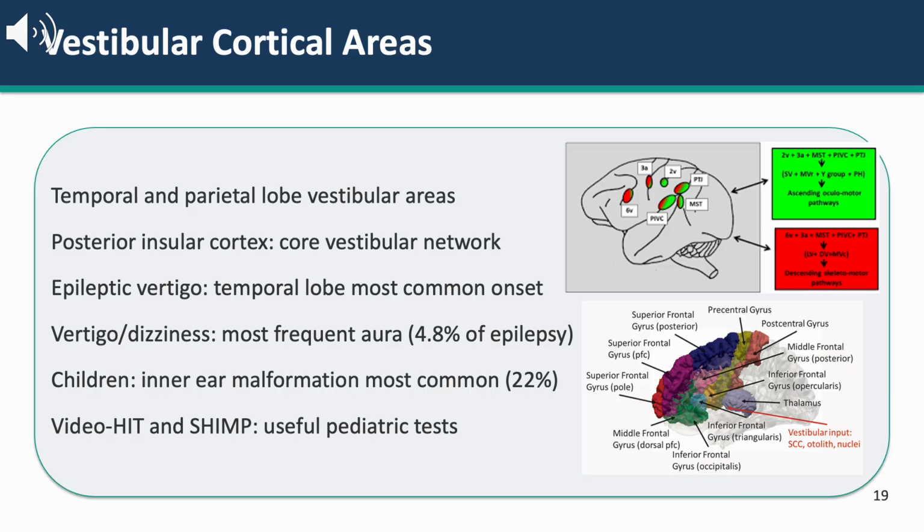The posterior insular cortex has been identified as an essential area for vestibular otolith perception and is considered a core region of the human vestibular cortical network. Vertigo or dizziness is a common aura in patients with epilepsy undergoing video EEG monitoring. The temporal lobe is the most frequent ictal onset area.